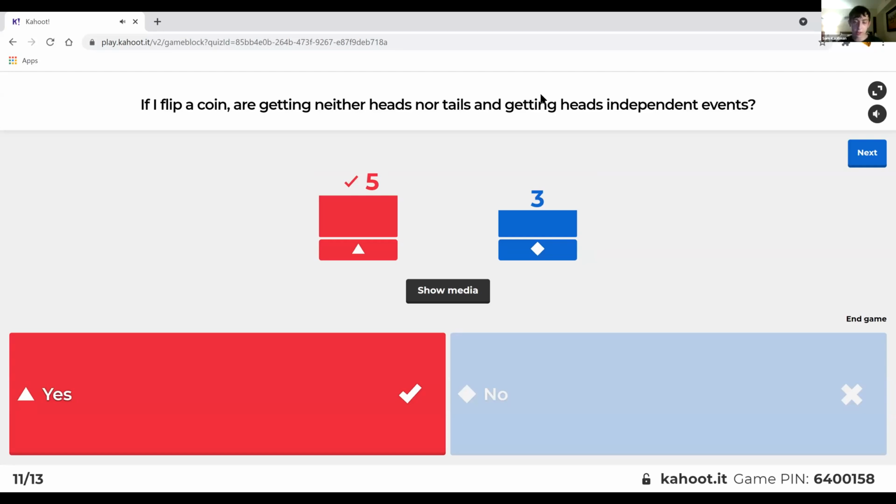So these are 2 independent events. Because you'll never get neither heads nor tails, that is never going to happen, and so it's never going to affect the probability of getting heads. The probability of getting heads is always going to be 1/2 in this case.